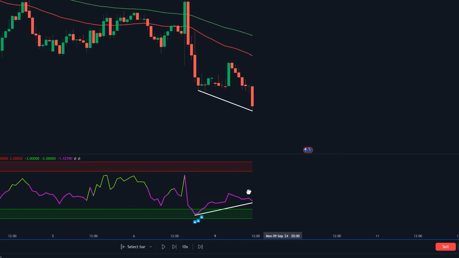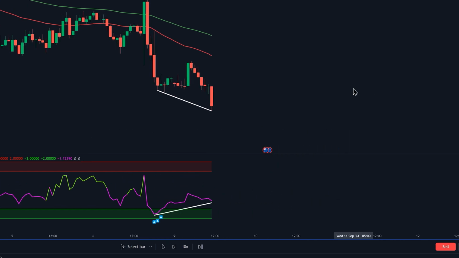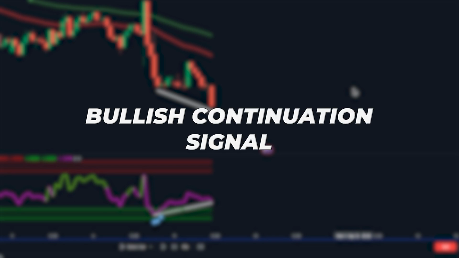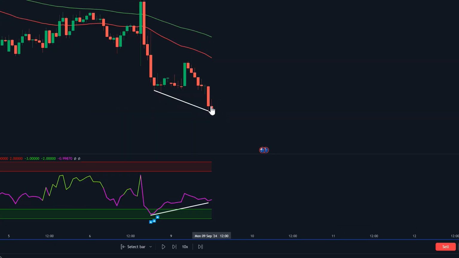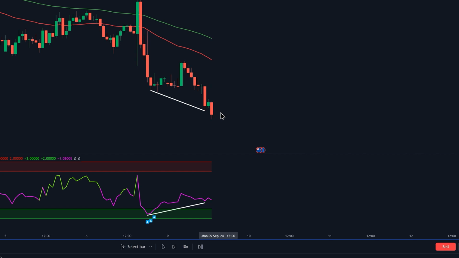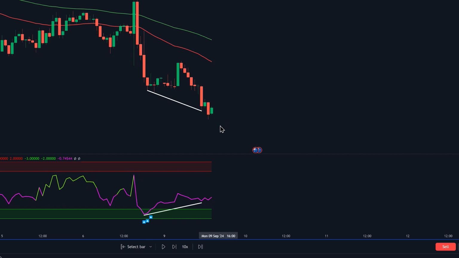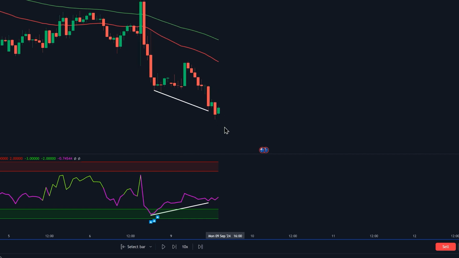Now, before we take this trade, we need to wait for a bullish continuation signal. My favorite signal to use is usually engulfing candles. So we're gonna be waiting for a bullish engulfing candle to be printed somewhere here, and if that happens, we will be able to take a long position.